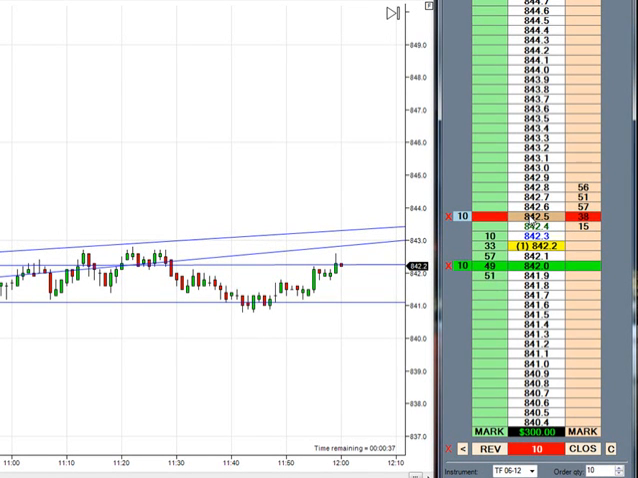Here price looks like it's going to make another run down here, hopefully enough to, well, so hopefully we don't get wiggled out here prematurely.